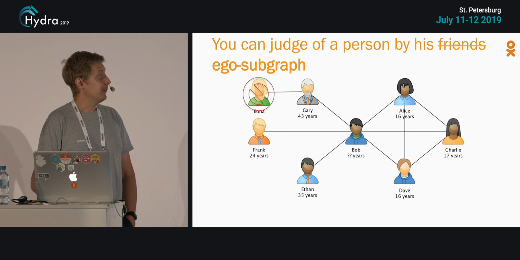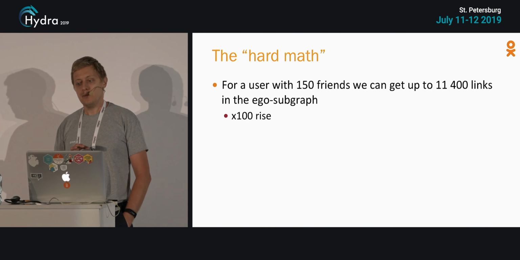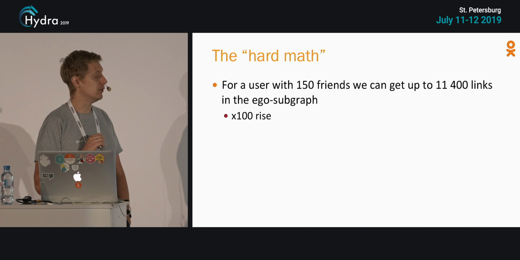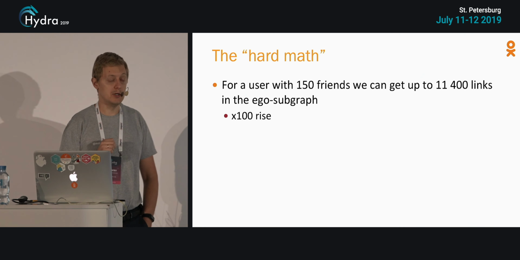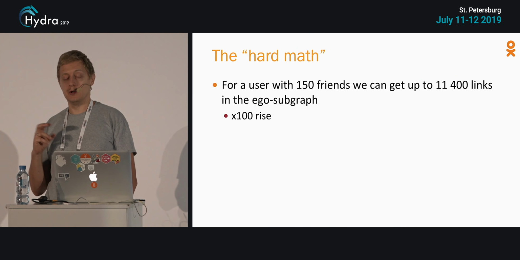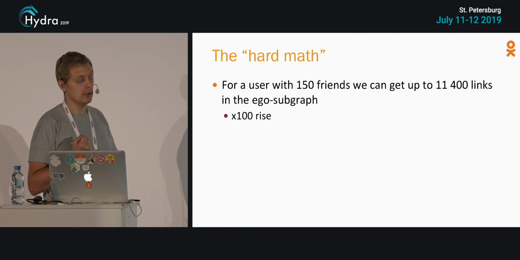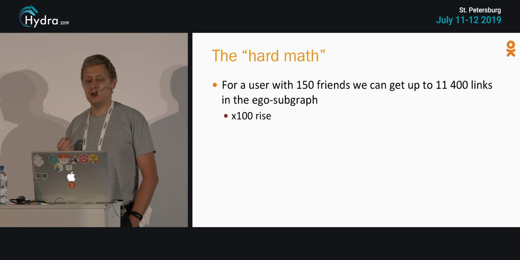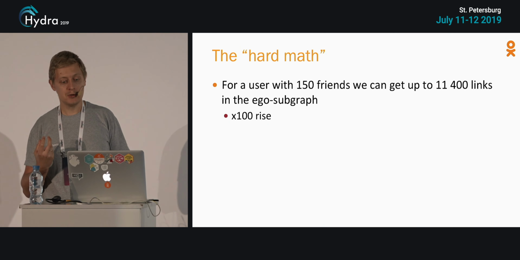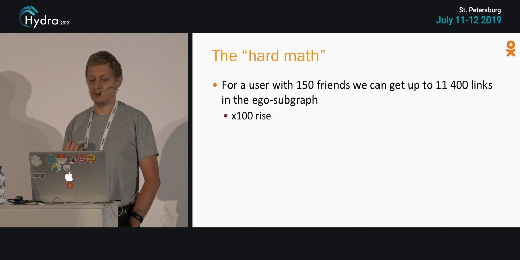So let's keep moving. This is a very useful piece of data, but it's pretty hard to get because graphs tend to explode, vastly explode, when you try to analyze them. For example, if you have an average user with 100.5 friends, when constructing a subgraph for him or her, we can get a subgraph with up to 11,000 links. So this ego subgraph will be 100 times larger than the original graph.